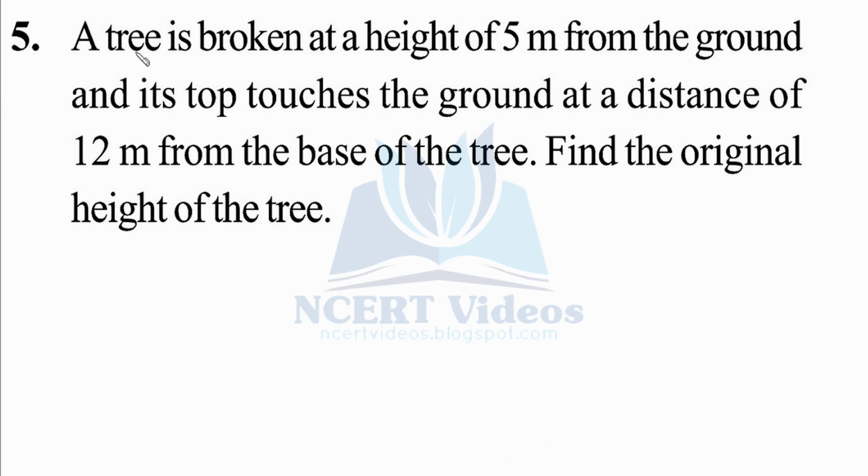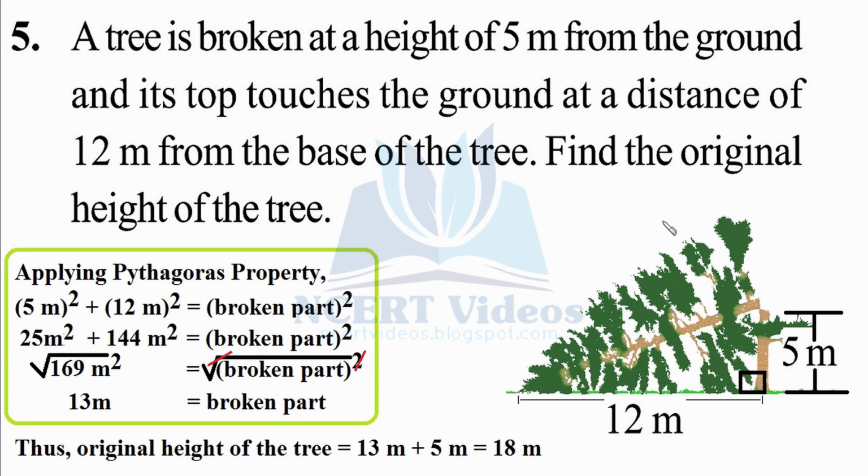Question 5. A tree is broken at a height of 5 meters from the ground, and its top touches the ground at a distance of 12 meters from the base of the tree. Find the original height of the tree. In such type of questions, language plays an important role. So a tree is broken at a height of 5 meters.